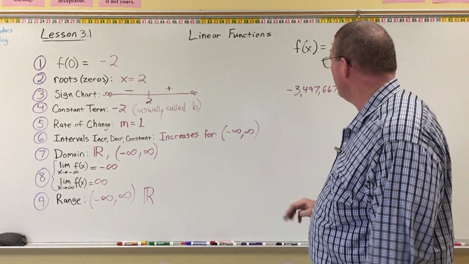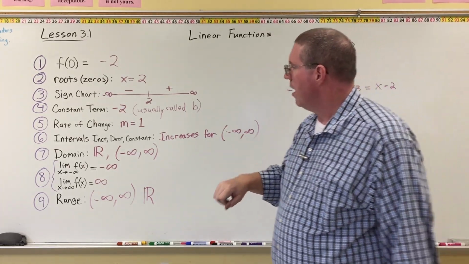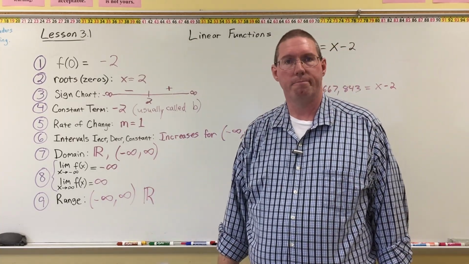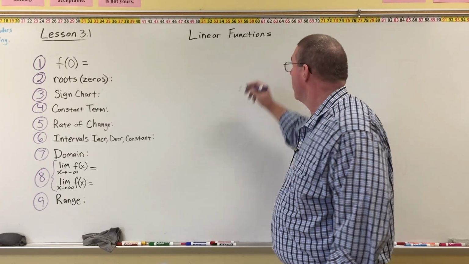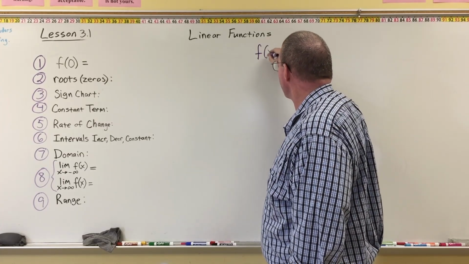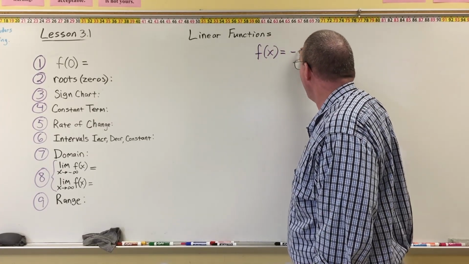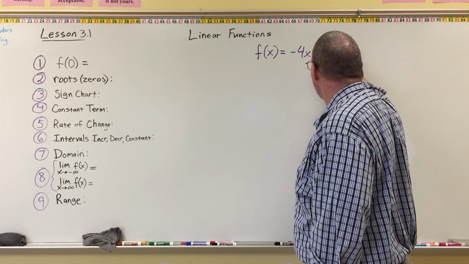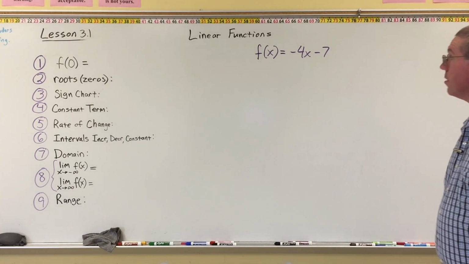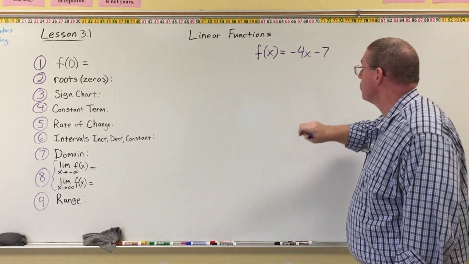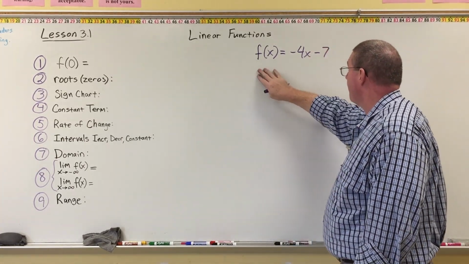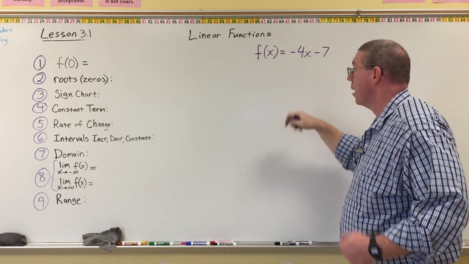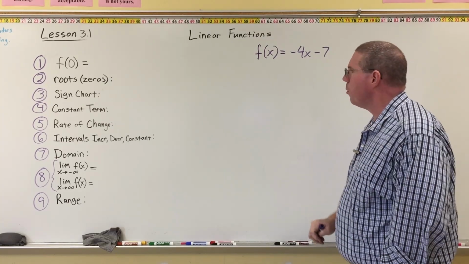We'll do maybe 2 or 3 different linear functions, and we'll run real fast through all 9 of these. You'll see how fast they go. All right, let's try an example here. Let's say that we have f of x is equal to negative 4x minus 7, okay? And this is a linear function because we have x to the first power here. It says f of x is equal to, so we have 2 variables, a y and an x. So it's a function, right? Now remember what we said?